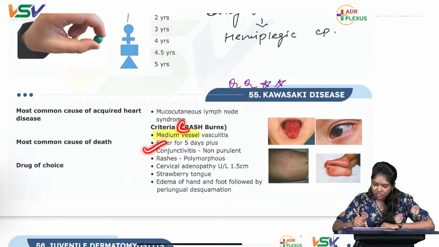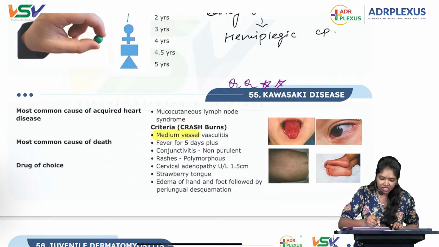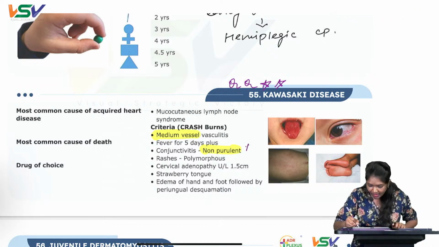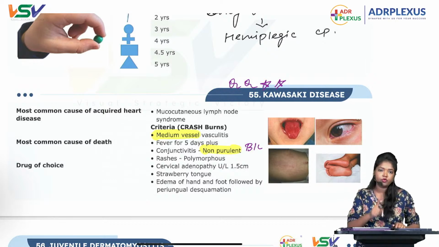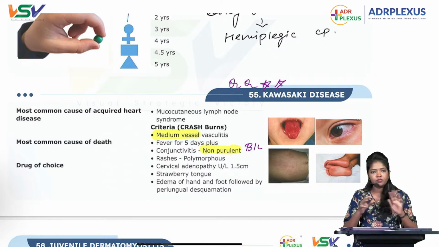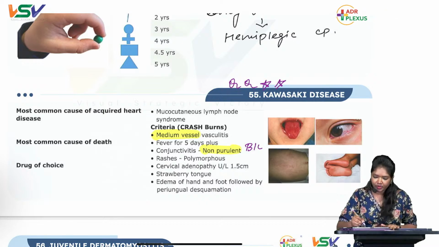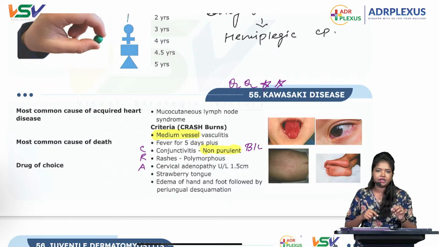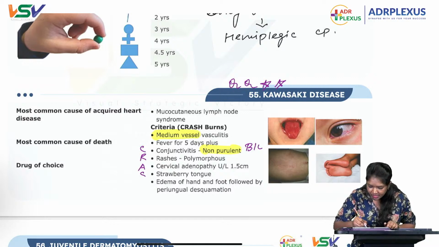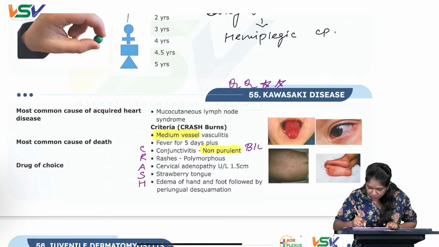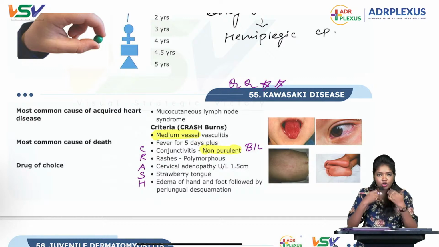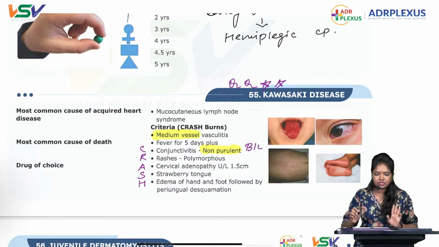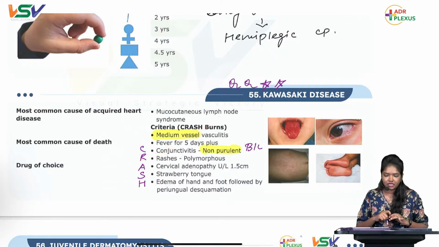C, conjunctivitis. How is the conjunctivitis? This was an INI-SET question asked. Non-purulent and bilateral. Rashes are polymorphous rashes. A is for adenopathy: cervical adenopathy, unilateral, at least 1.5 centimeter in size. S is for strawberry tongue. H is for hand and foot edema and erythema, followed in the 2nd to 3rd week by periungual desquamation of skin. This is the important classical feature of Kawasaki disease.